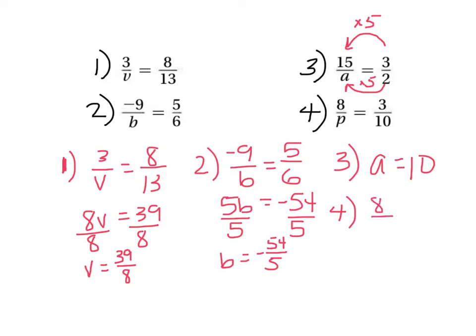Last one on the page. 8 over p equals 3 over 10. Cross multiply. 3p equals 80. And remember, even though you really want to pick up a calculator and do this, it's less work not to. And 80/3 is the correct answer, which I will confirm right now by checking it on my calculator. All right. 3 over 10. Yep, that's right.